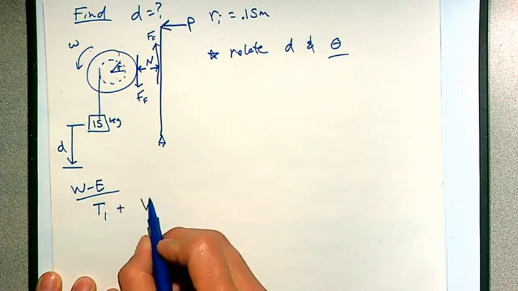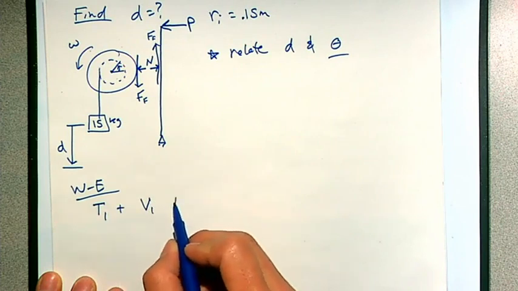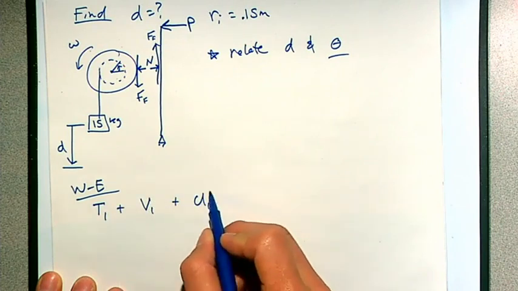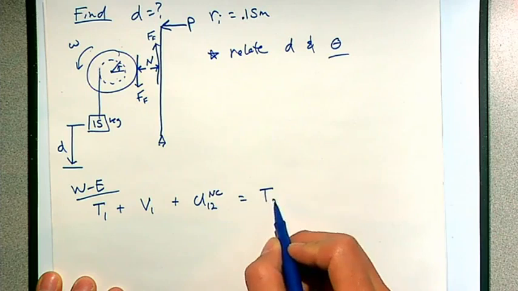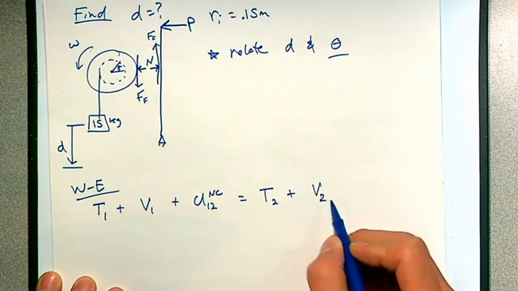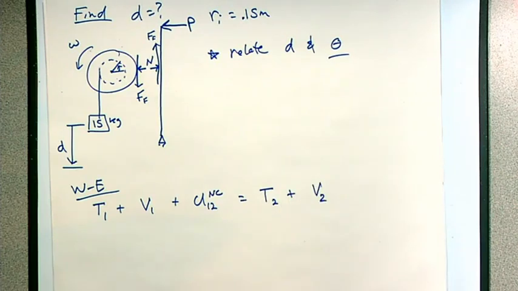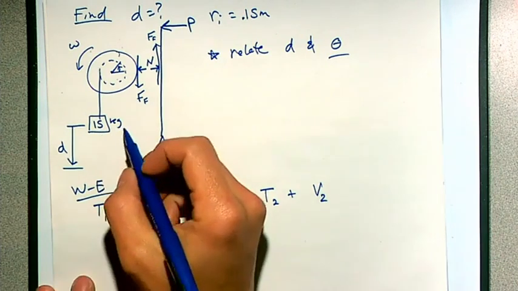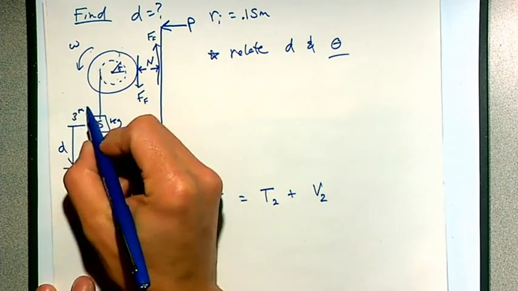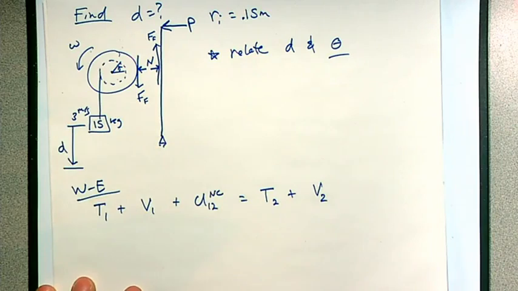T1, V1, plus work, non-conservative, equals T2 plus V2. Okay. This is just our generic starting point, right, for all these work energy problems. State 1, we're moving at 3 meters per second down. State 2, we're stopped.